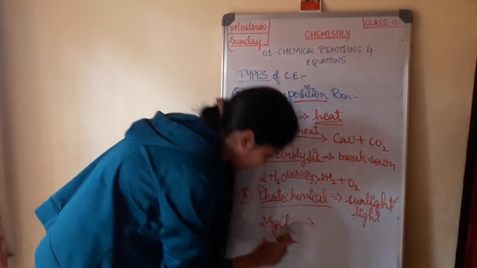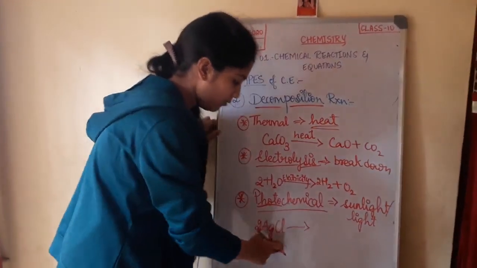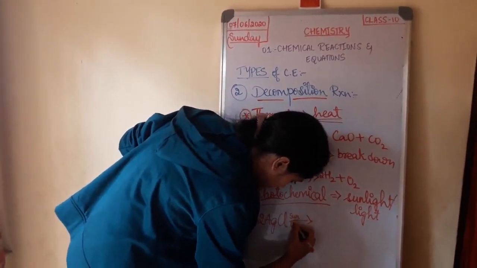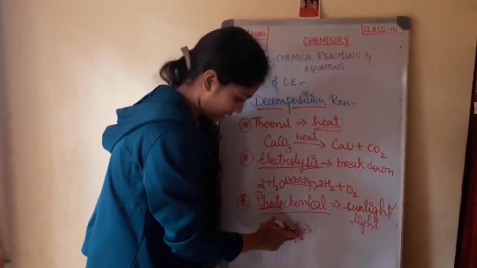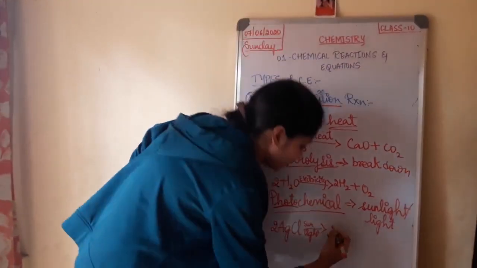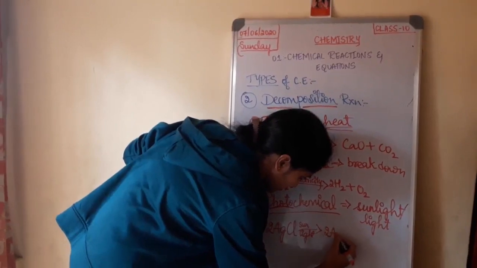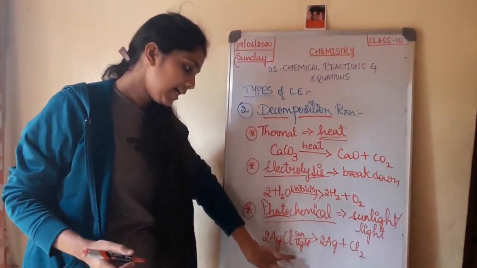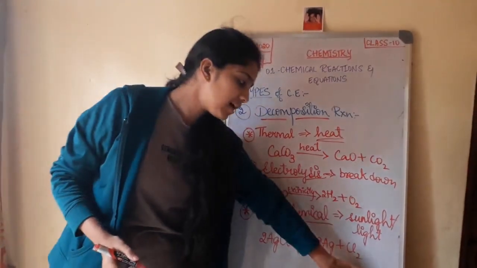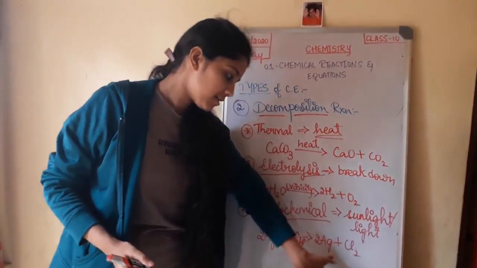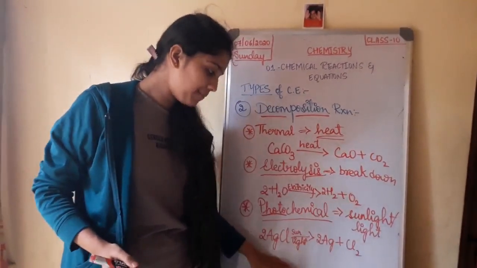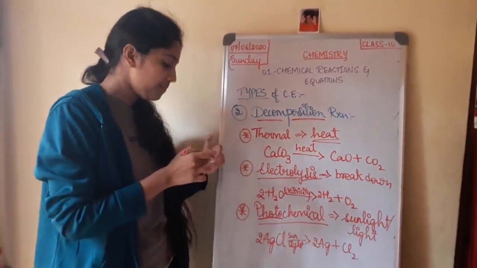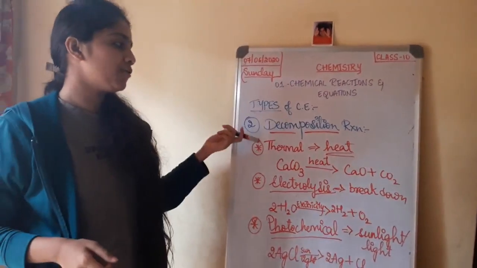AgCl. What is AgCl? Silver chloride. Now, silver chloride breaks down in presence of sunlight into silver plus chlorine. In presence of sunlight, a single compound breaks down into simpler byproducts, that is silver and chlorine. Now, this is a photochemical decomposition reaction, and these are the three subtypes of decomposition reaction.